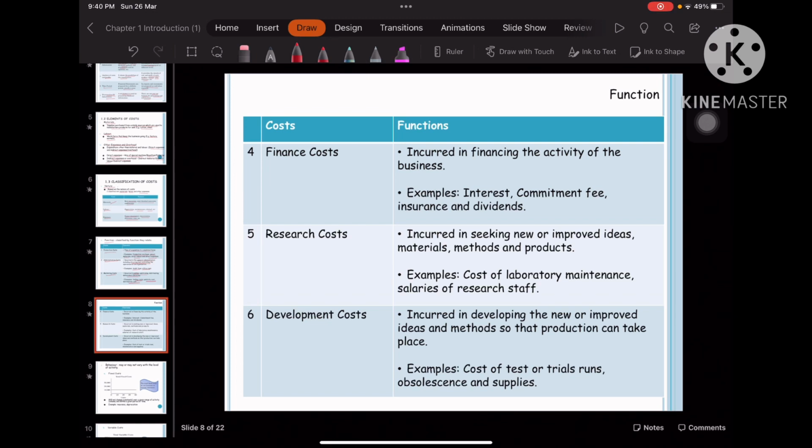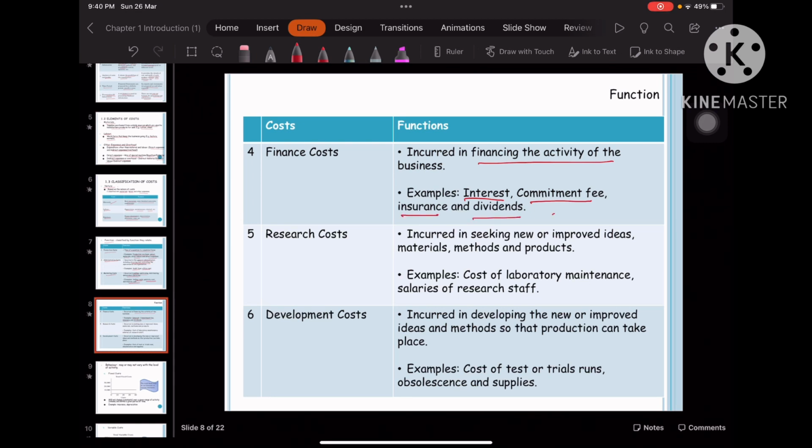All right, finance cost is actually related to the financing activity. For example, if the company does not have enough capital, they would like to borrow from the bank, so the bank will charge them interest and other commitment fees that they have to pay, the insurance and the dividends.